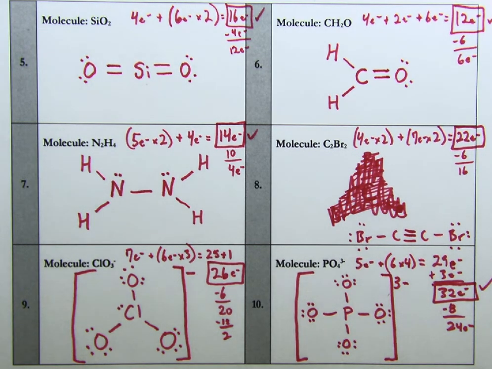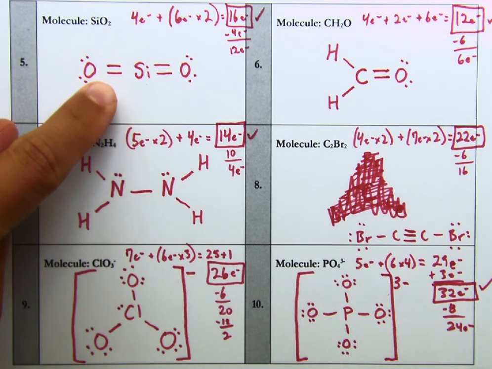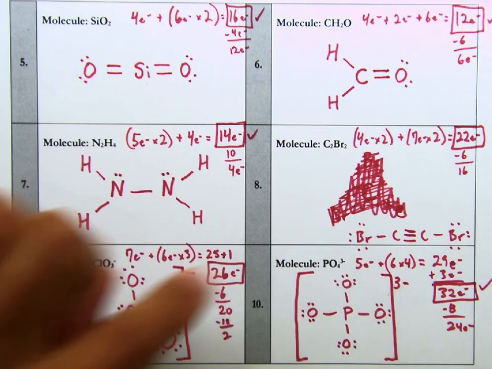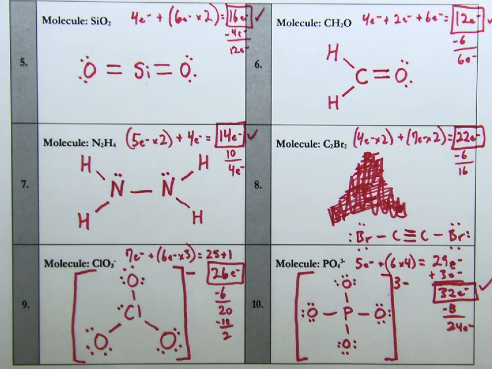Okay? This is drawing Lewis structures. We started with the most simple examples and worked our way to double bonds, even triple bonds, and then ions, which you have to take the electrons into account.